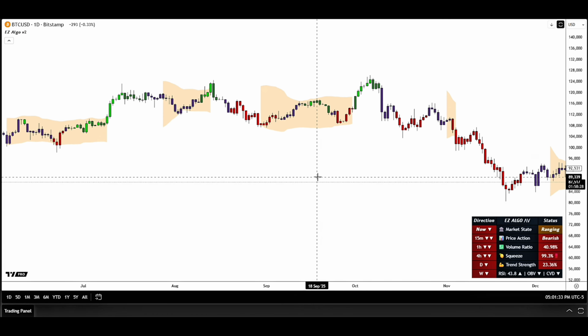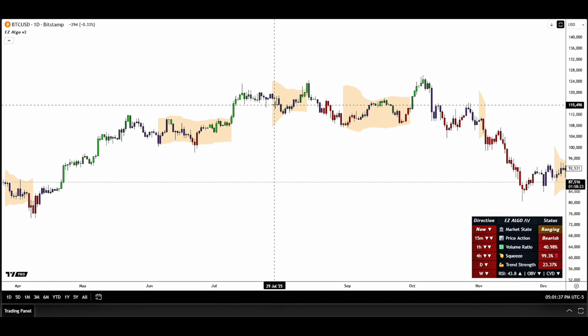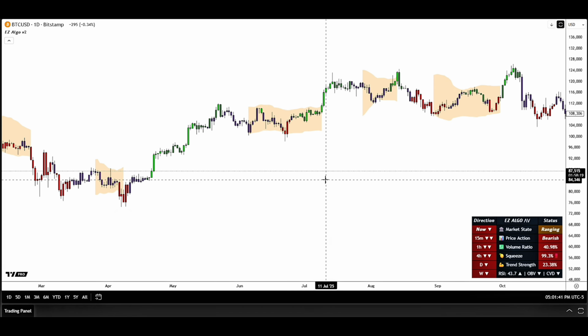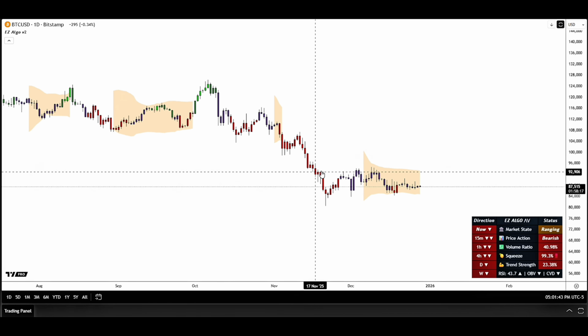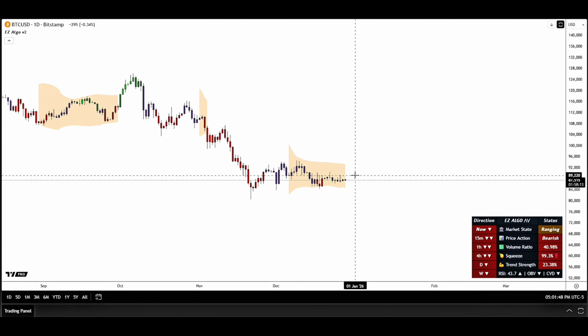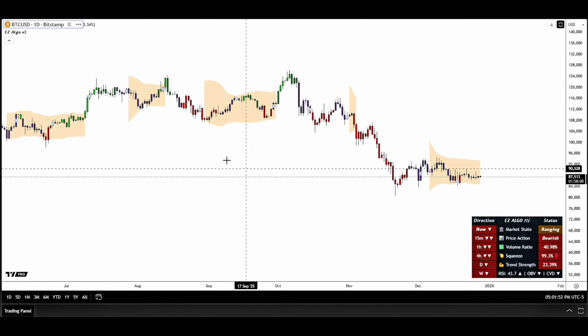As you can see right here on Bitcoin Daily, you squeeze, price broke up, squeeze, price broke down, and so forth. And currently right now, price is being squeezed heavily, so whatever direction this decides to move, whether it's up or down, it's going to be a decent sized move again.